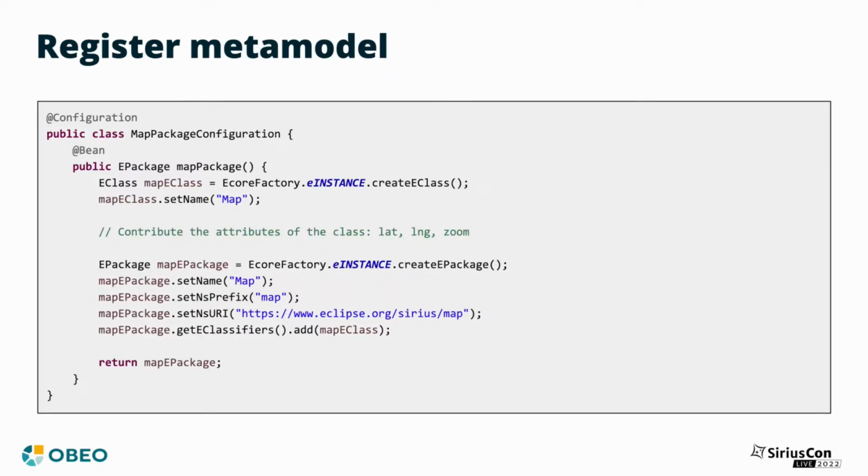So first of all, we'll create our new metamodel. To register a new metamodel in a Sirius Web application, you just need to create a configuration and provide the EMF EPackage as a bean. Here I've decided to create my metamodel programmatically, but you could also load an Ecore file or reference generated code. Here my metamodel will only have one EClass with just three attributes for the GPS coordinates and the zoom level.